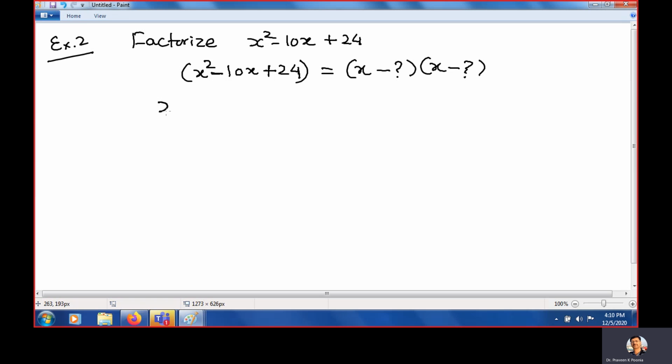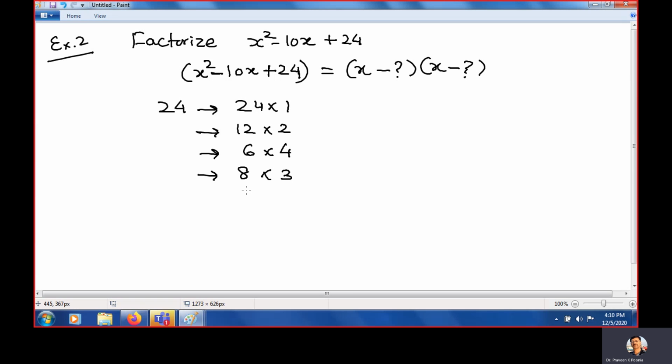Okay, so we will take 24. Find the factors. 24 by 1. Another is 12 by 2. Another is 6 by 4. Another is 8 by 3.